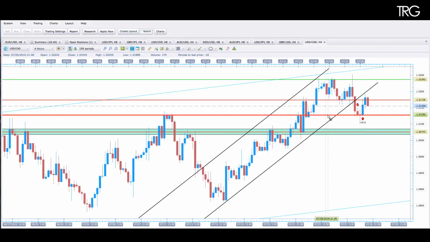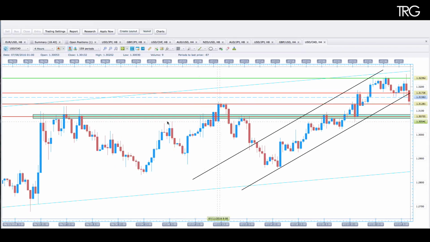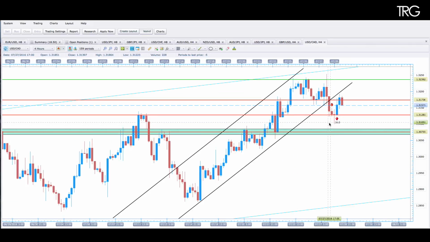I set an area of support right here, which made perfect sense. I set another area of support down here, which made sense. It tested one, two, three, four times, five times right in here. So I figured that would be a good spot to maybe get in here. Obviously, this trend broke through right around here.